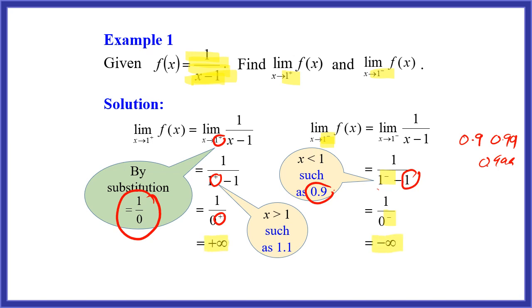So we have to determine. Yes, we get 1 over 0, we can say that it does not exist, or if we want to find it with the direction from the right side or left side, we need to determine whether it's a positive infinity or negative infinity.